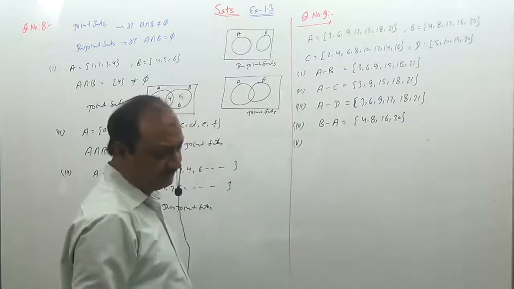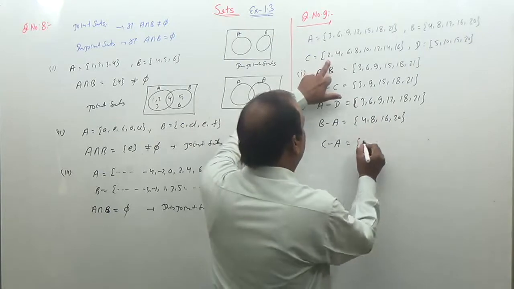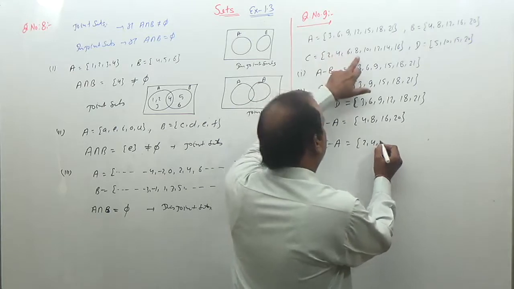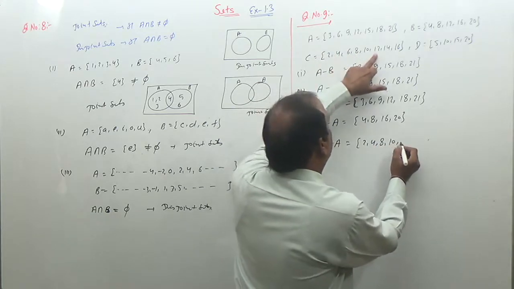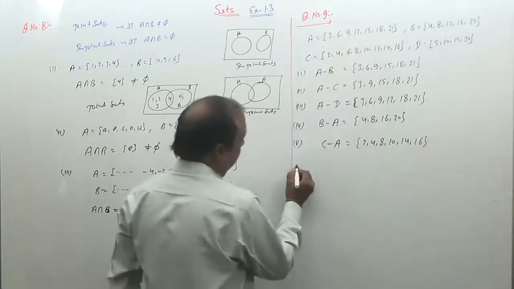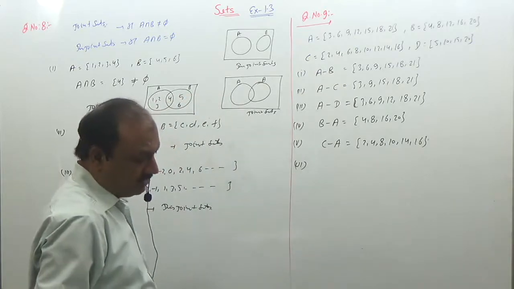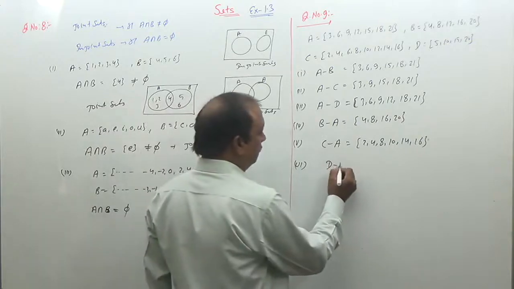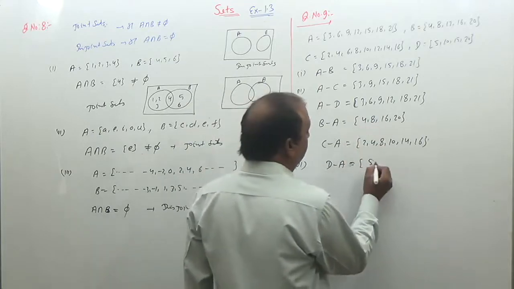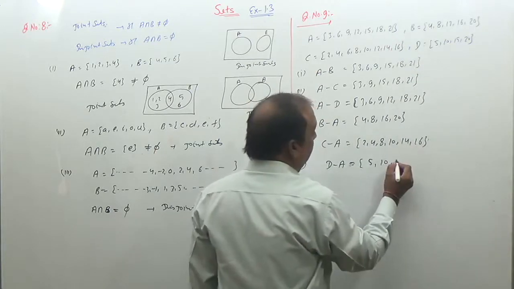Now fifth part is C minus A. The elements of C only: 2, 4, 6, not, because 6 also belongs to A. Here also 8, 10, 12. 12 is in A also, we will not take it. 14 and 16. Sixth part is D minus A, which contains the elements of set D only. 5, 10, 15. 15 also belongs to A, exclude it. And 20.